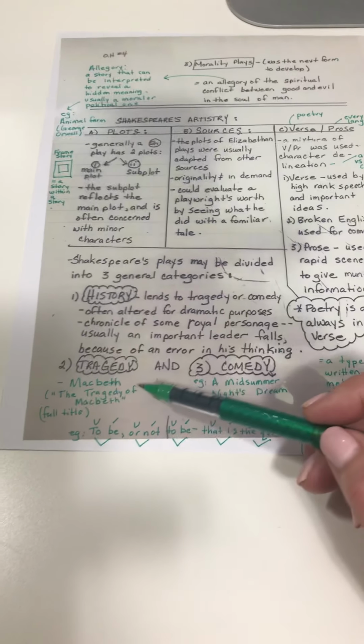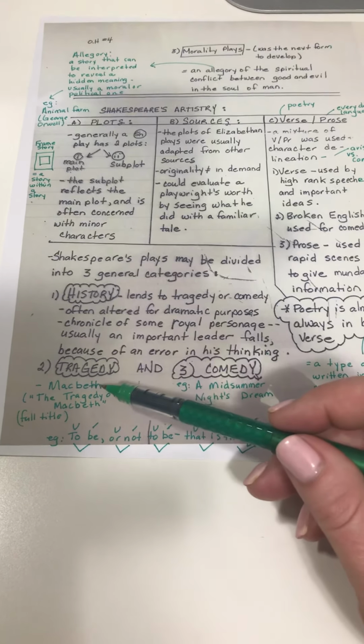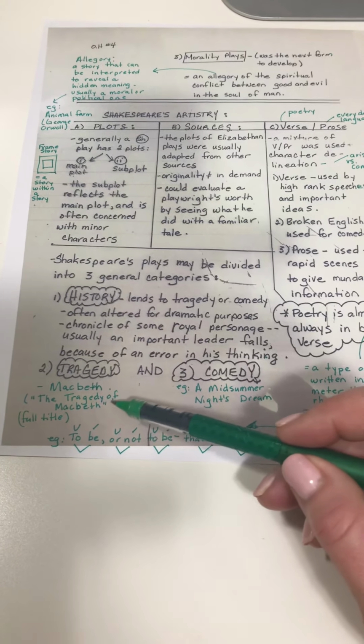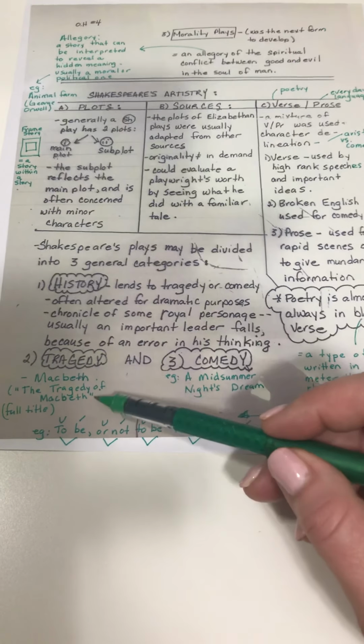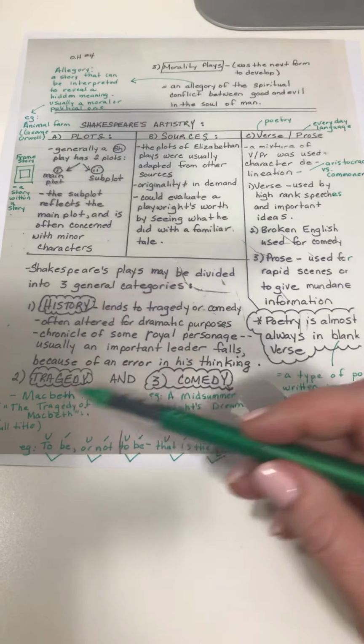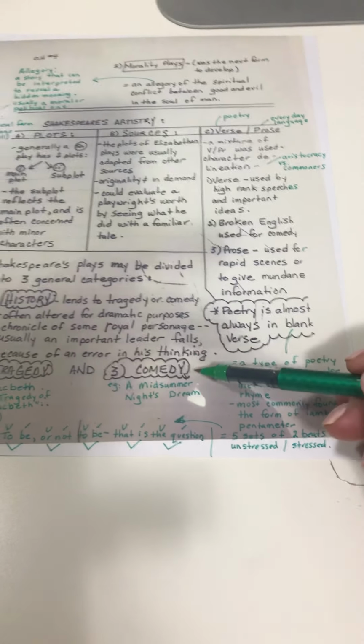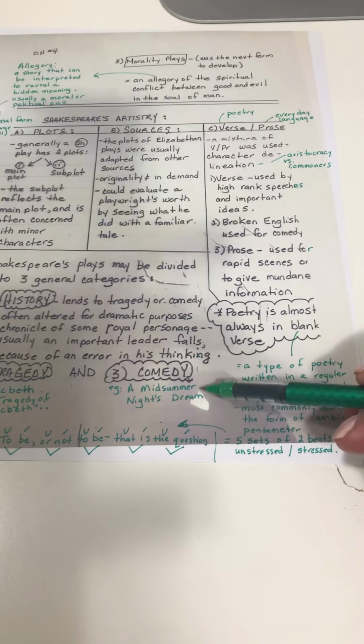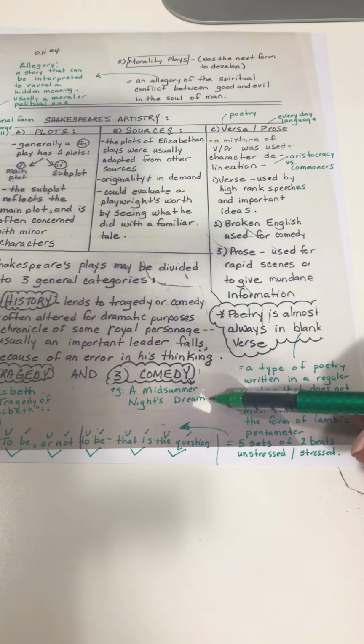Next, we have tragedy. For example, Macbeth, the full title, of course, The Tragedy of Macbeth. And this is the play that we're going to take a look at this year, shortly. And then, of course, comedy. And for most of you, you studied A Midsummer Night's Dream last year.